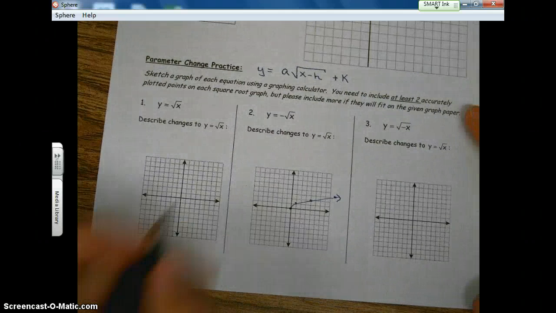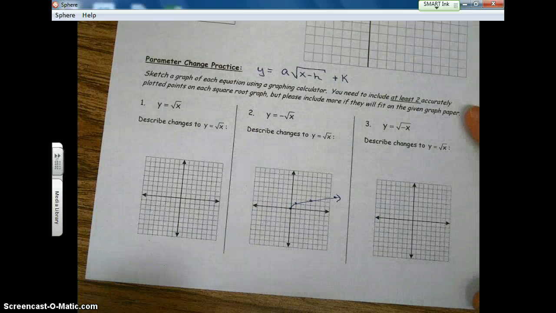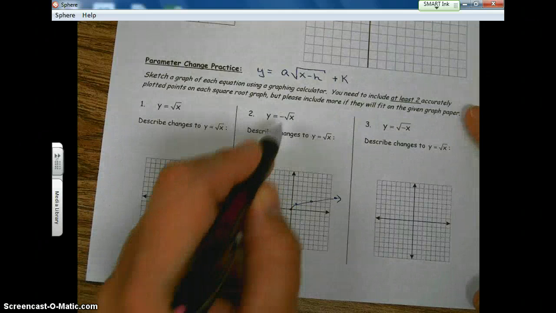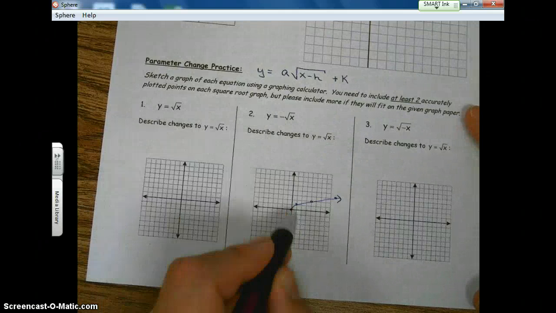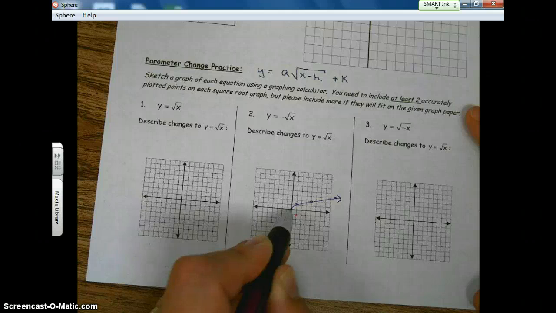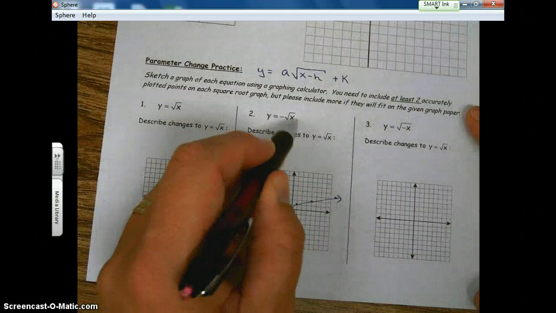Okay, so the A value is -1. That means that, first of all, this point, instead of going over 1 and up 1, is going to go over 1 and down 1. Remember, this is our special point. We don't go this way though, because that gets us into negative x values, and you cannot take the square root of a negative number.